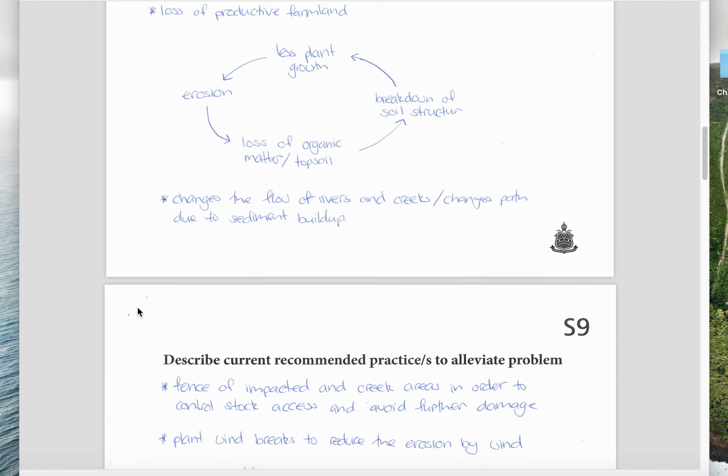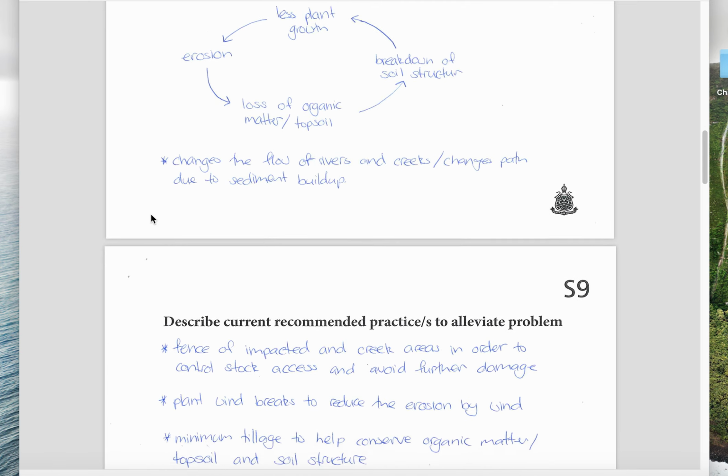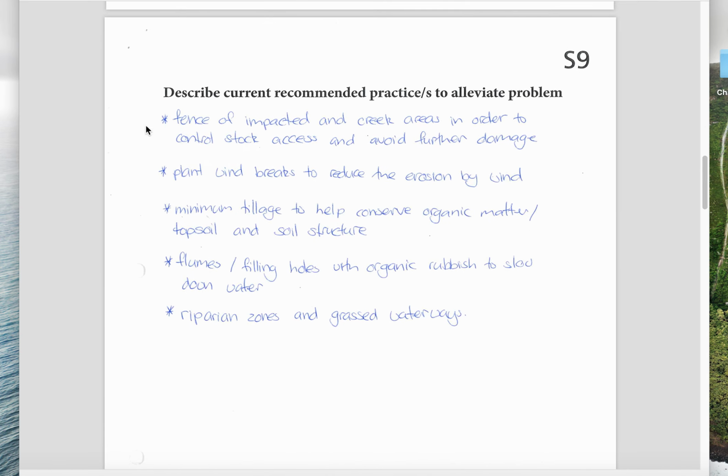It also can change the flow of rivers and creeks and changes the path due to sediment buildup, and that can be bad, obviously, in riverbeds for obvious reasons. So what are some current recommended practices to alleviate the problem?